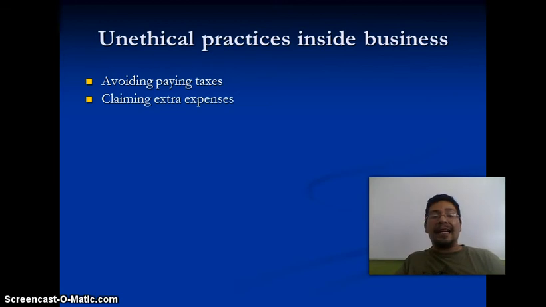We have claiming extra expenses. If you're on a business trip and suddenly you are given the credit card of a company, or they say use your own credit card and I'll repay you when you come back, many people spend much more money than they really need, or they say that they invested a certain amount of money and they're taking some of that for themselves, right? It's totally unacceptable, but many people do it.